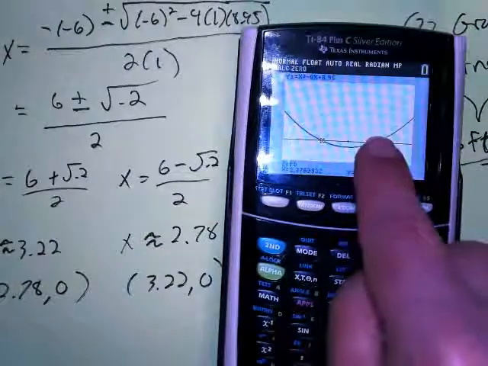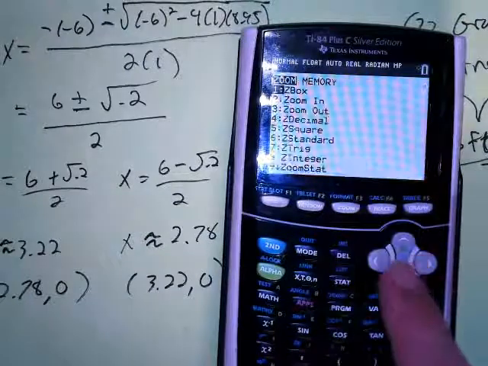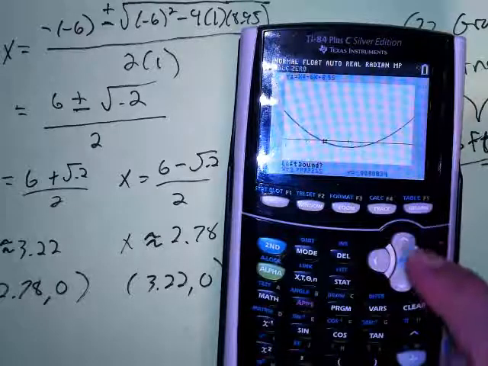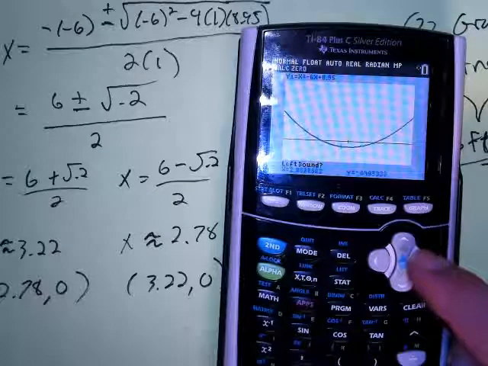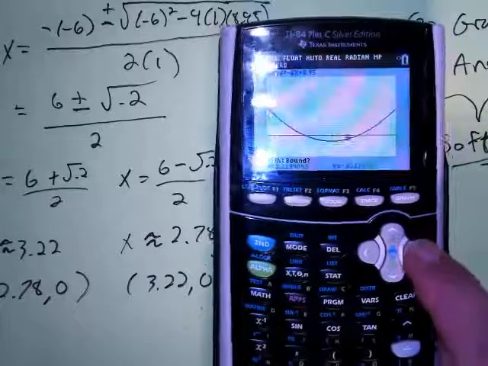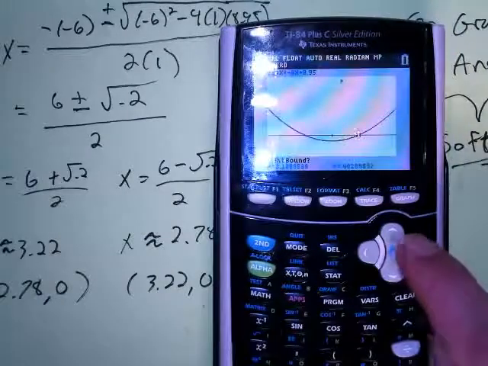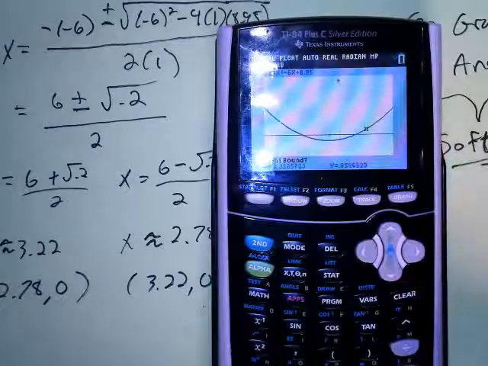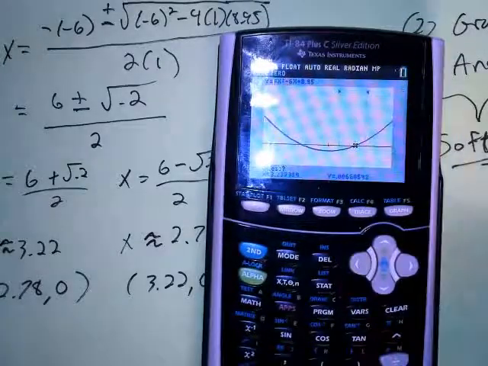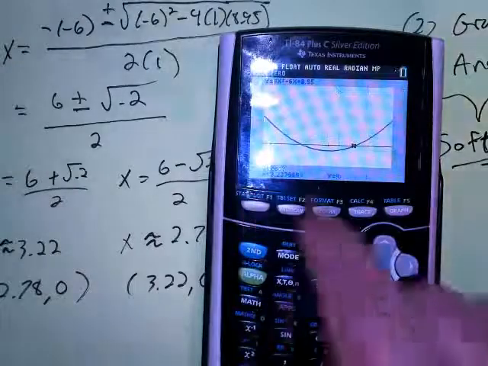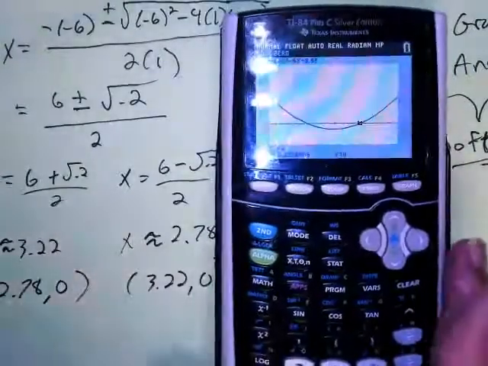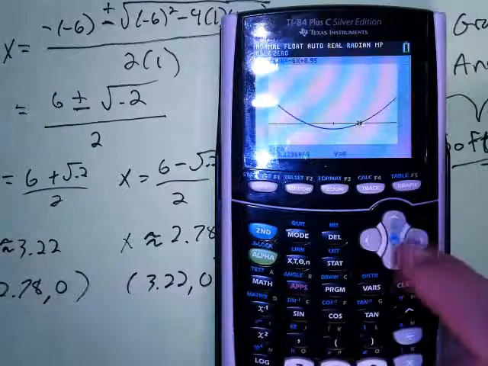Okay, and similarly you could find the one over here. So second calc, zero. Now I can go to this side and do my left bound, hit return, do my right bound, hit return, do the middle, hit return, and there's my other one, 3.22. So it can find the roots here. Okay, very, very cool, huh?